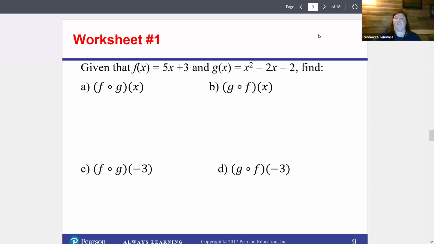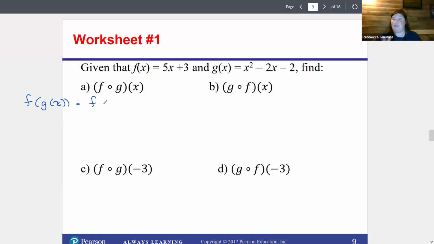So for your first worksheet problem, we have f of x is 5x plus 3, and g of x is x squared minus 2x minus 2. And we want to find f composed with g, and g composed with f. And then we want to find f composed with g of negative 3, and g composed with f of negative 3. Okay. So first one here, we know that if we're doing f composed with g, g is going to be inside of f.